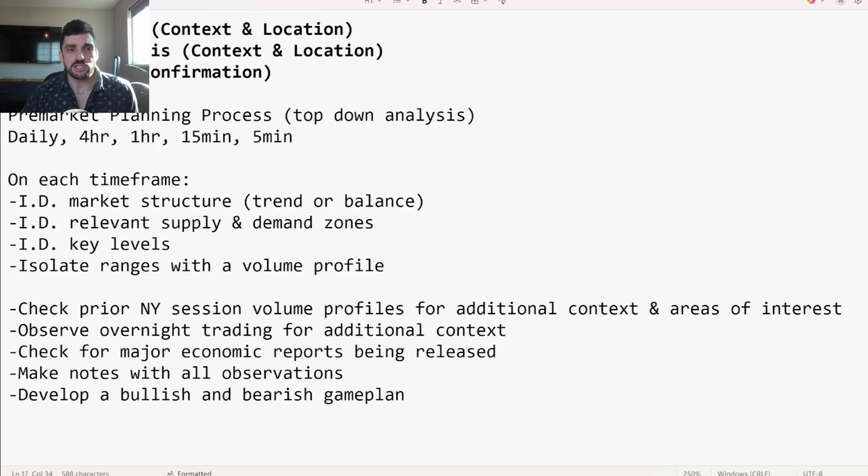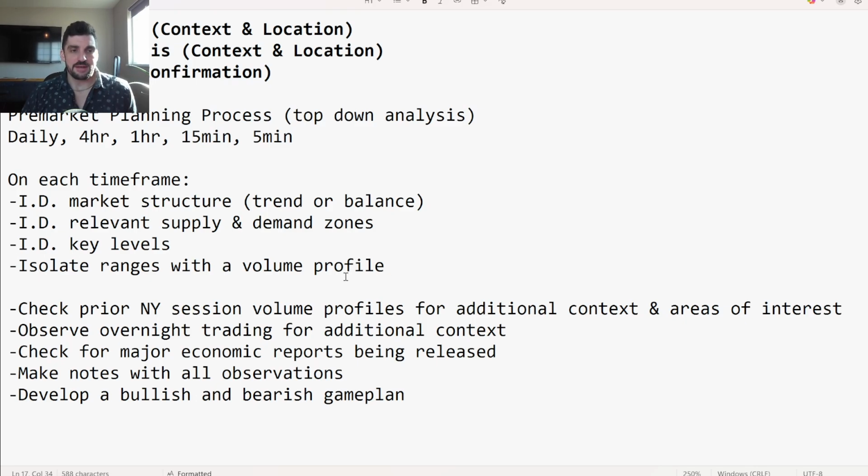Okay, on each time frame, when I'm looking at price, I'm going to identify market structure, trend and or balance, and then I'm going to identify relevant levels of supply and demand. I'm going to also identify any key levels that I see that the market is reacting to, and I'm going to start isolating ranges with a volume profile.